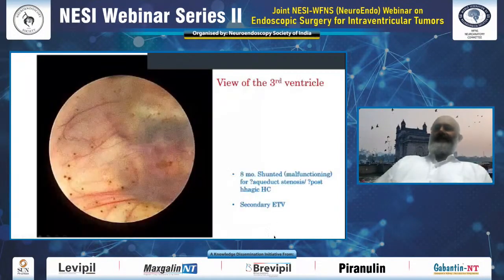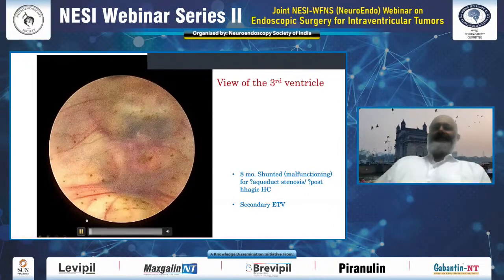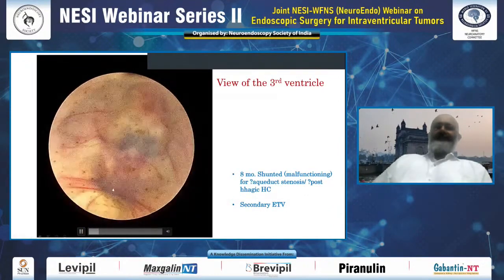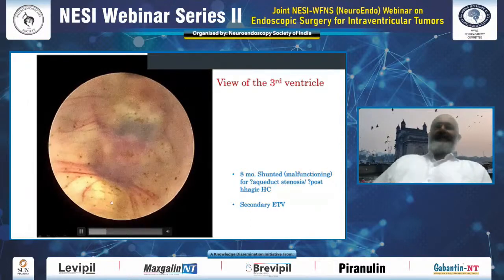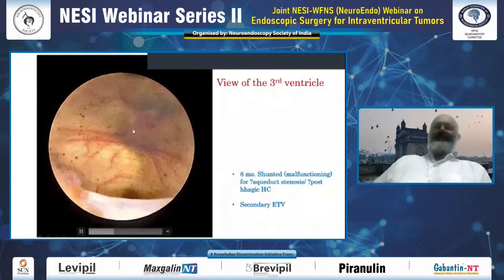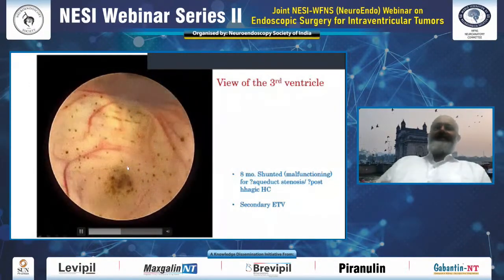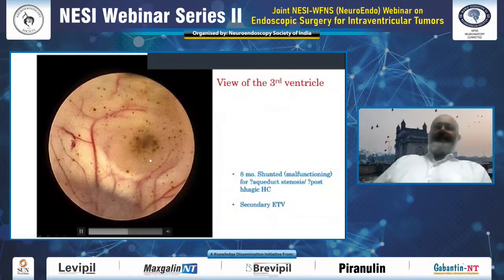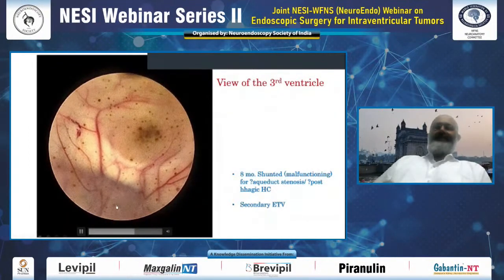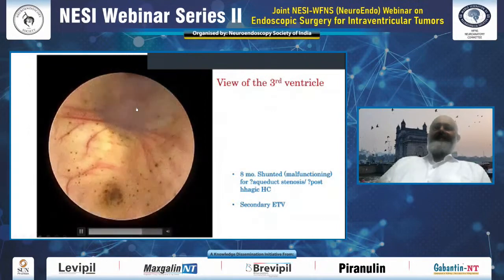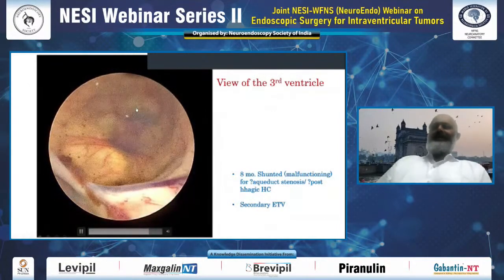And this is again a view of the third ventricle in a previously shunted patient who came up for secondary ETV. The shunt was probably for aqueduct stenosis following post-hemorrhagic hydrocephalus. You can see the staining in the ependyma, but you can see a panoramic view of the whole floor of the third ventricle. This is the area of the aqueduct. And as you go behind, you have the pineal recess, and beyond that would be the quadrigeminal plate or the quadrigeminal system.